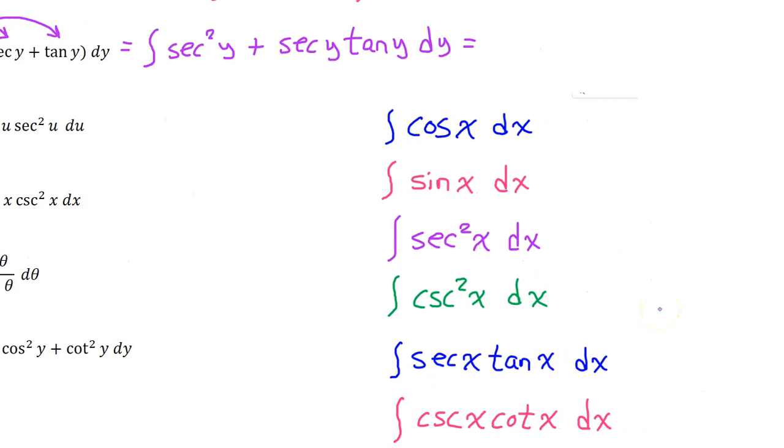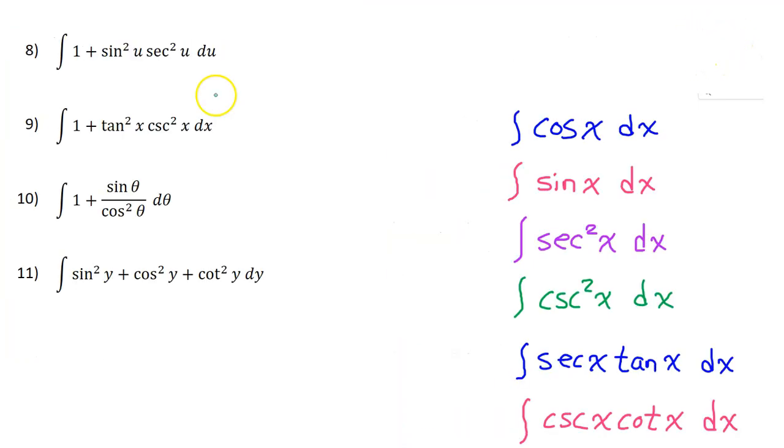So we can integrate. The derivative of what is secant squared? The derivative of tangent is secant squared. So the antiderivative is tangent y. The derivative of what is secant tangent? The derivative of secant is secant tangent. So that's the antiderivative. Just don't forget the plus c. Pause the video and try to do number 8 on your own.